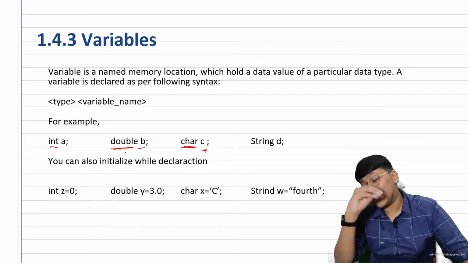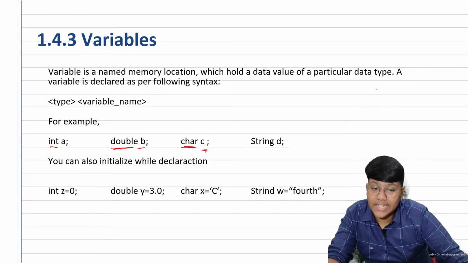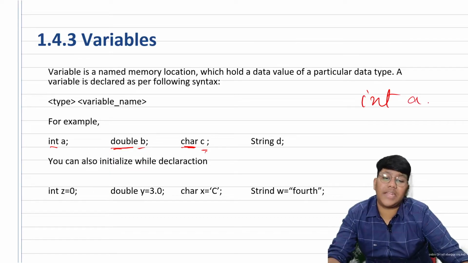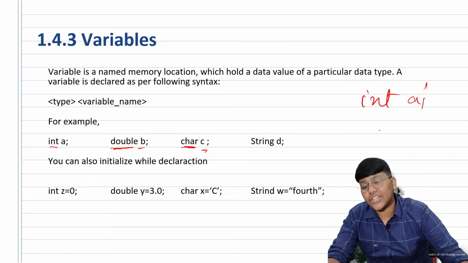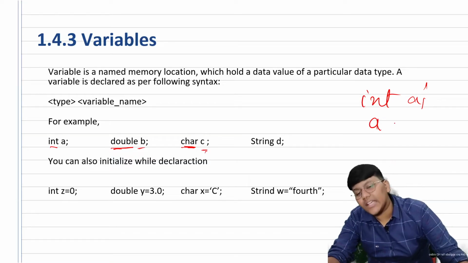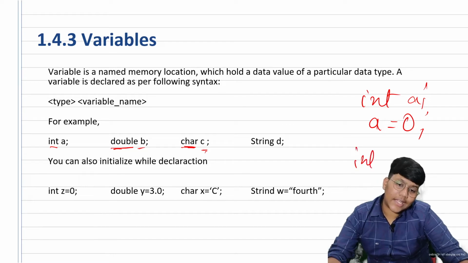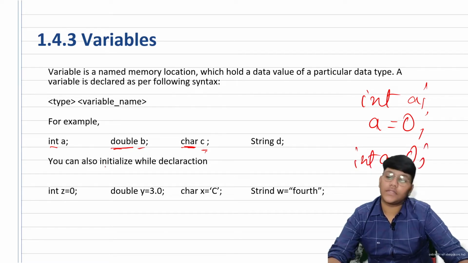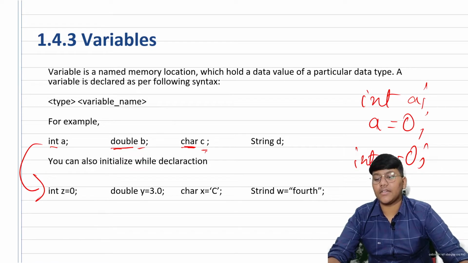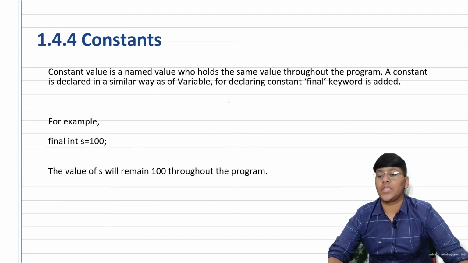Now we can also initialize while declaring. What is declaration? We are declaring there is a named memory location. What is initialization? We are initializing it with a value, a equal to 0. We can do it together as well, int a equal to 0. So initialization is done while declaration.